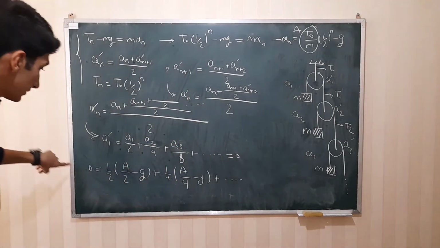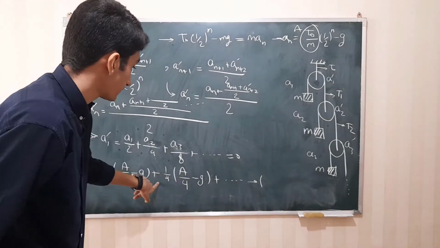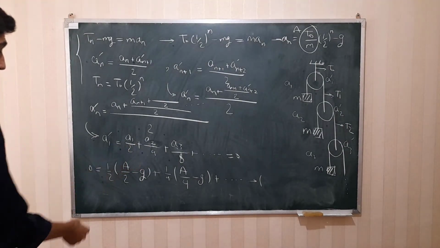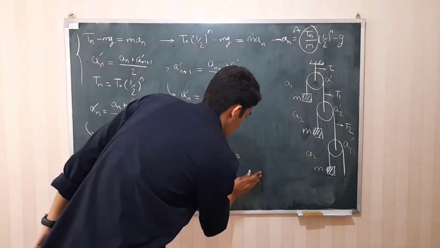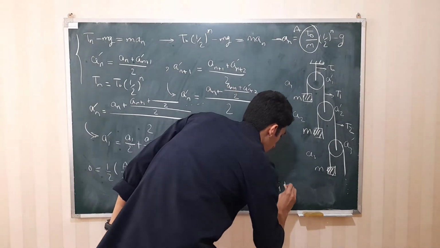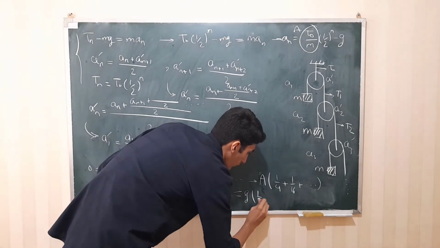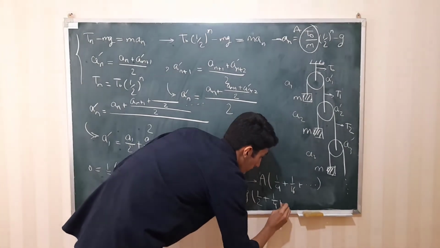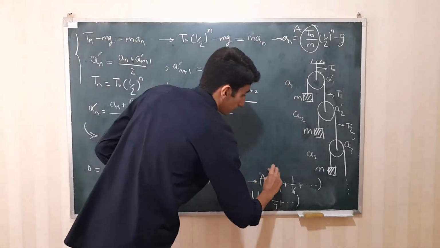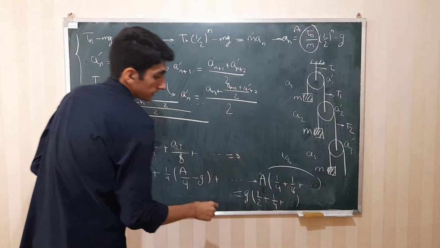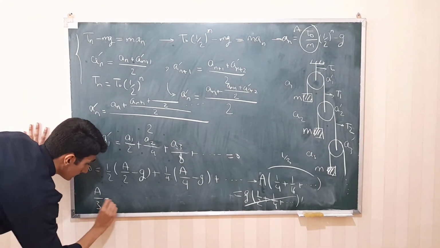If I take these g terms to the left side, what I would get is that g over 2 plus g over 4 plus g over 8 and so on is equal to A over 4 plus A over 16 plus A over 64, powers of 4. So we get A times (1/4 plus 1/16 plus ...) is equal to g times (1/2 plus 1/4 plus and so on). These two things are geometric series. The first one is equal to 1/3 and the second one is equal to 1. So what I would get is that A over 3 is equal to g.